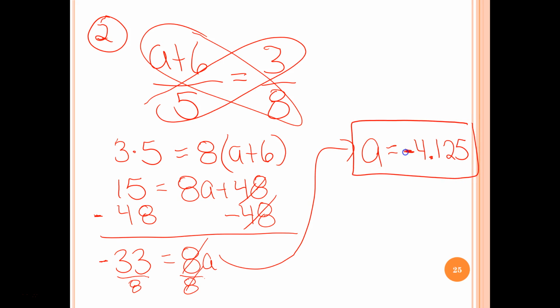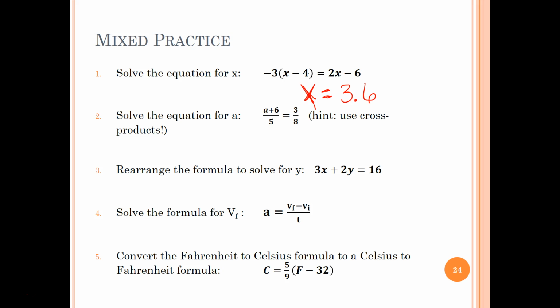If you're going to leave an answer, try to leave it as a mixed number or a decimal, not an improper fraction, because we could measure this quantity very easily when it's expressed in that manner. All right, so our answer here is a equals negative 4.125.